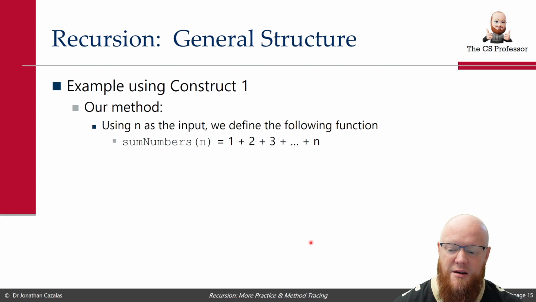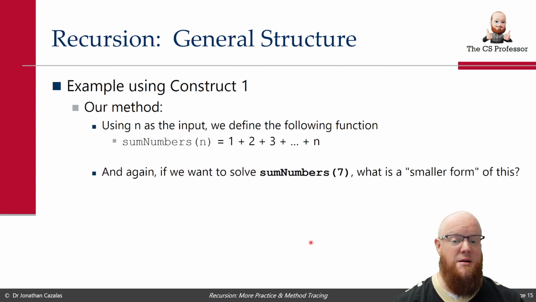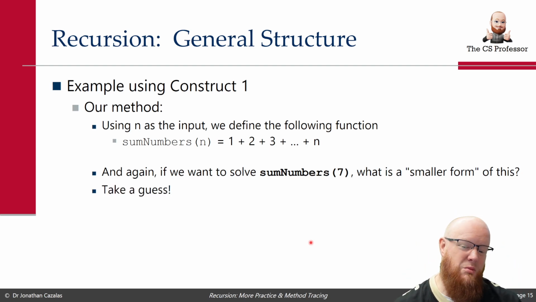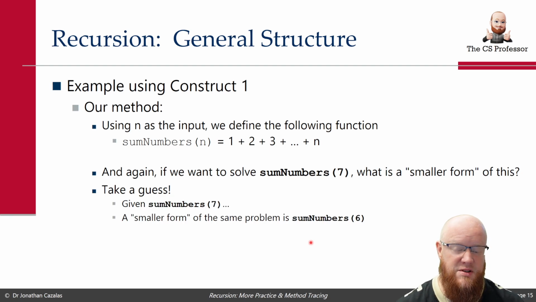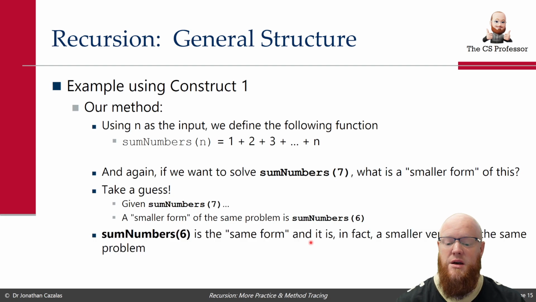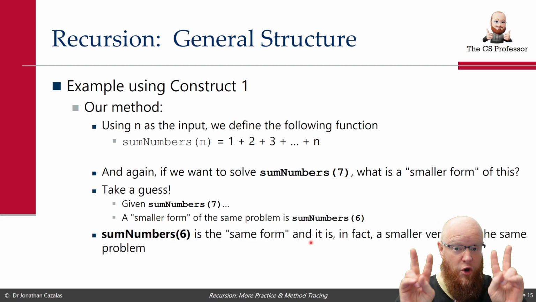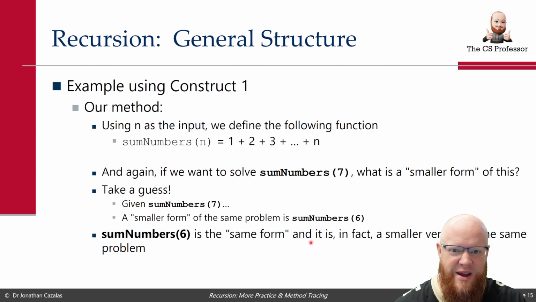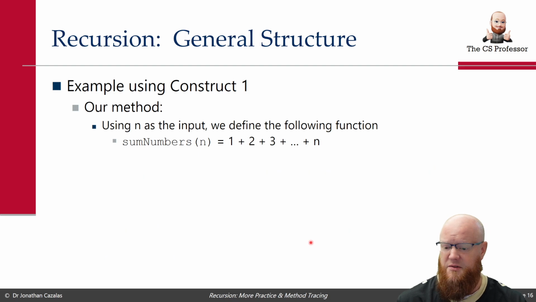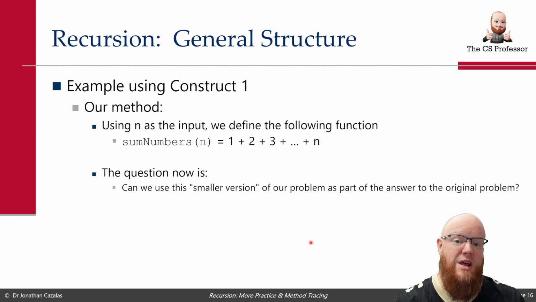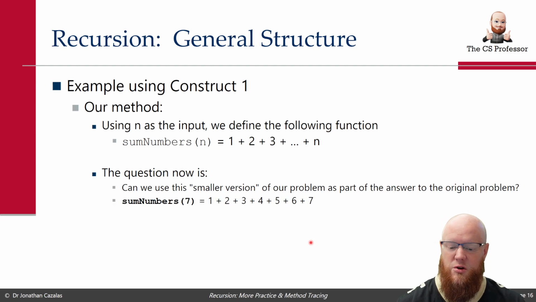So what's a smaller version of our function? If we want sum numbers of 7 to be our larger problem, what's a smaller version? Take a guess. Given sum numbers of 7, we could say a smaller version is sum numbers of 6. It's certainly the same form, the same type. It's sum numbers, right? We're not expressing sum numbers of 7 in terms of factorial. The question is, can we use that smaller version as part of the answer to the original? So here's sum numbers of 7, and we list out what that really means: 1 plus 2 plus all the way to 6 plus 7.